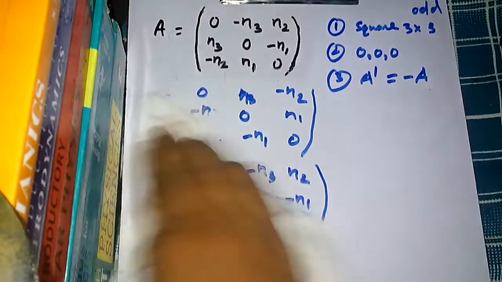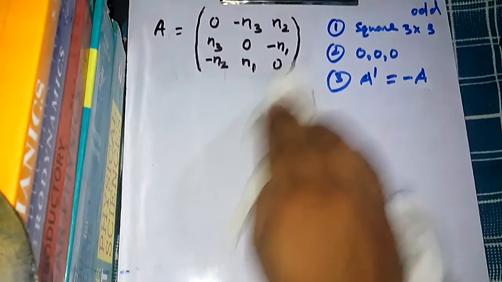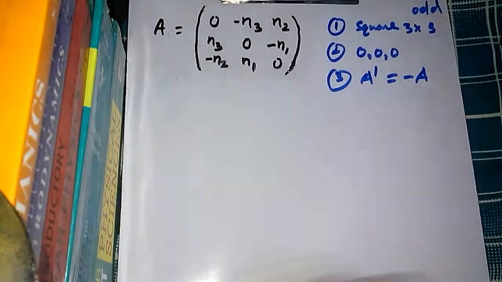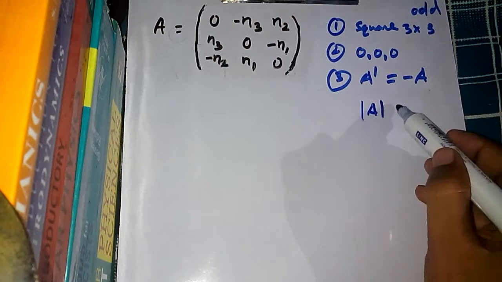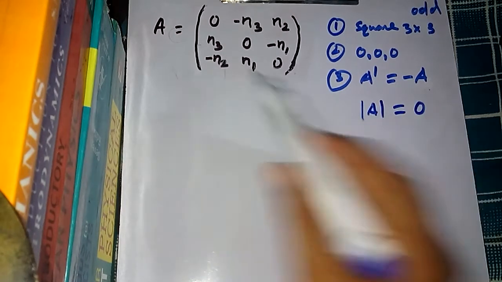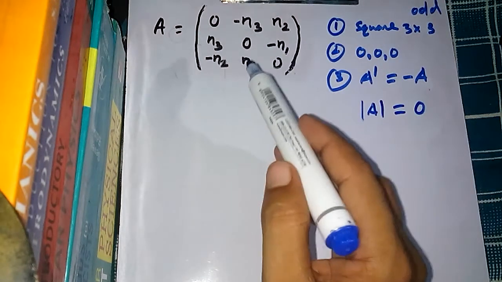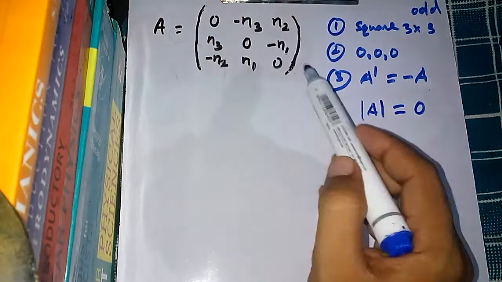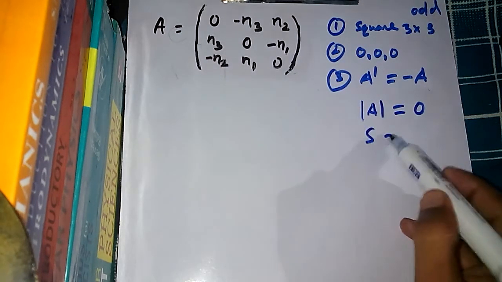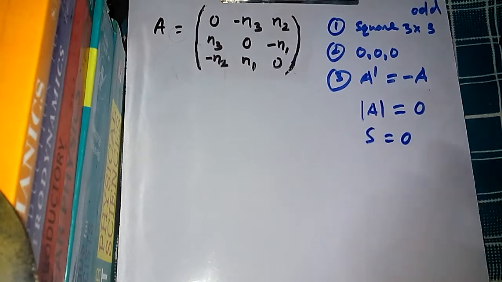Now, 2 properties I'll tell you of an antisymmetric matrix. Not the conditions but 2 properties. One is the determinant of an antisymmetric matrix is always 0. You can find this as an exercise and you will find it is 0. And the trace, that means the sum of diagonal elements, is equal to 0. Well, so I have discussed antisymmetric matrix.